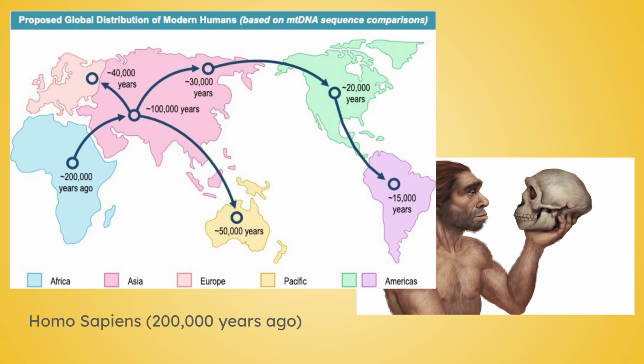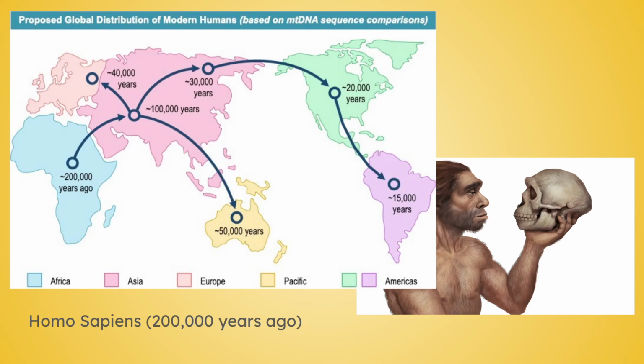So all people are related. This is all people, whether you're Asian, whether you're black, whether you're white, whether you're indigenous American. We are all genetically related. Race is a social construct. I just want to point that out there.